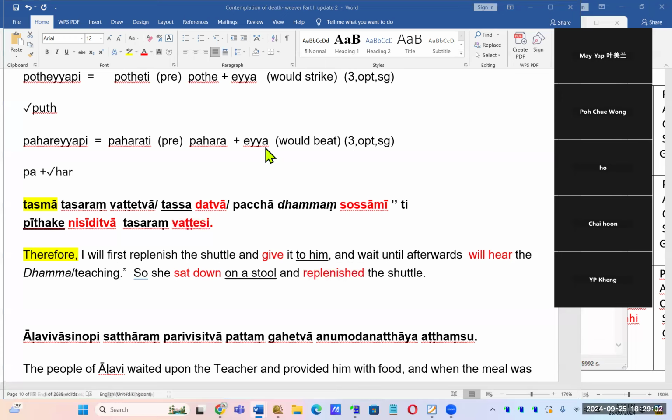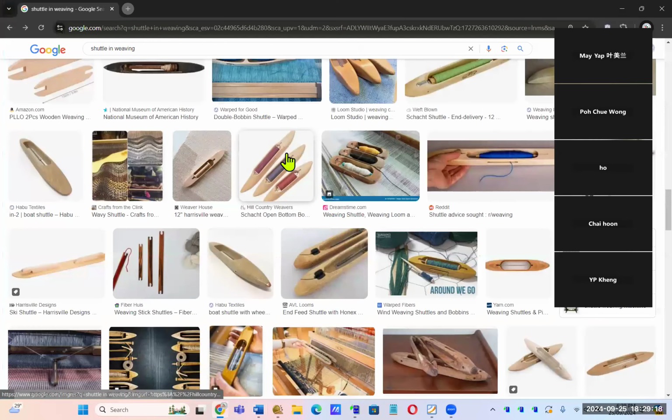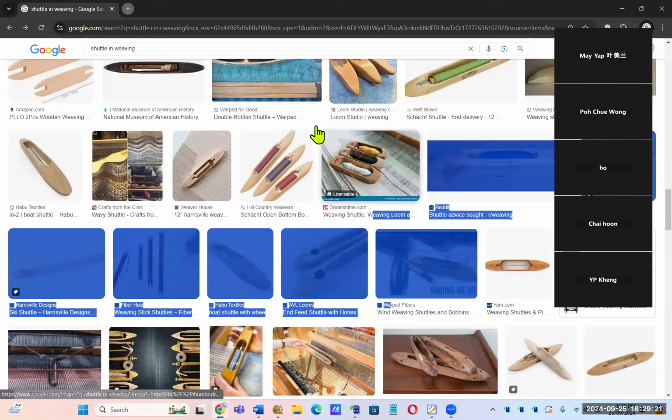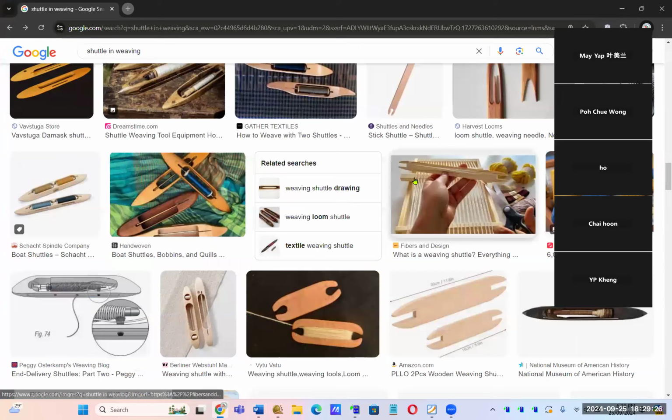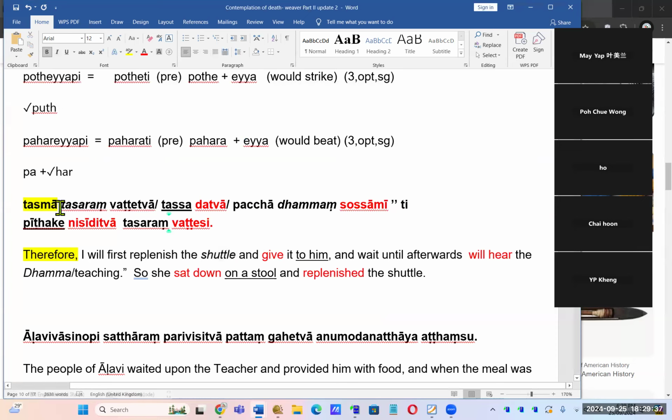All right. So tasma, therefore, tasaram, right? We saw this word before, right? Shutter. Now, what is shutter? Shutter is something that you all make. I was thinking something like this, where you put the string in between. Then you put it in between the room, with colorful string or whatever colors. All right. So this is called shutter. So tasma tasalang wadetua. Right.